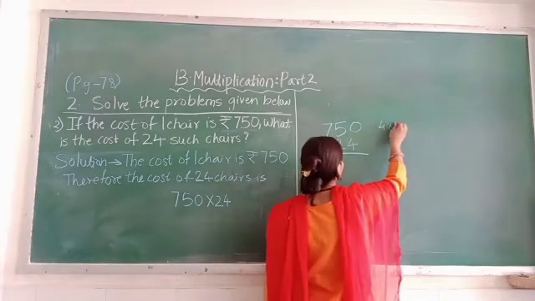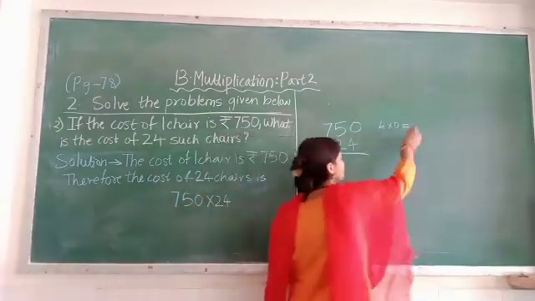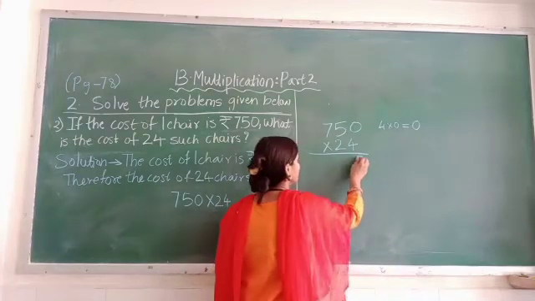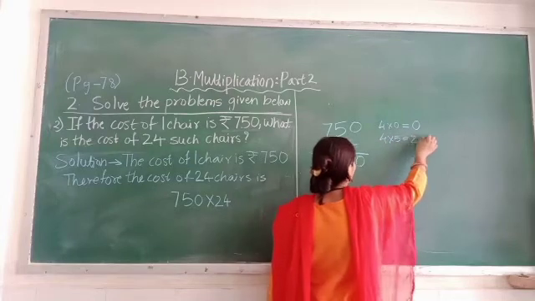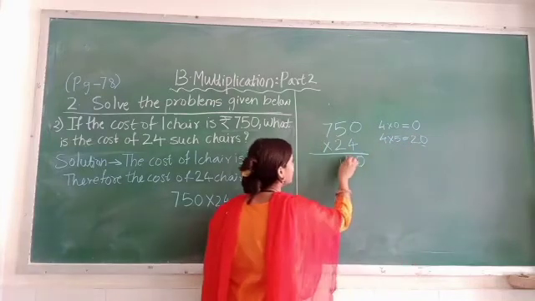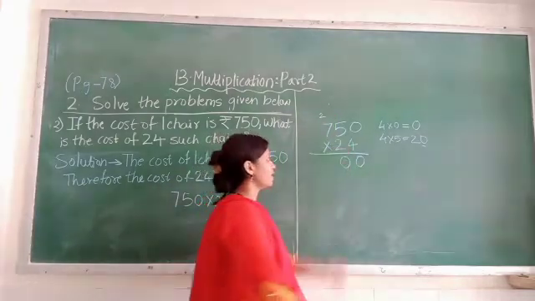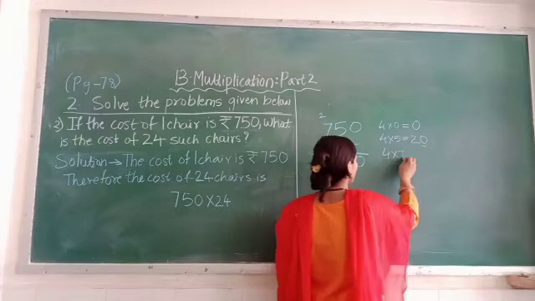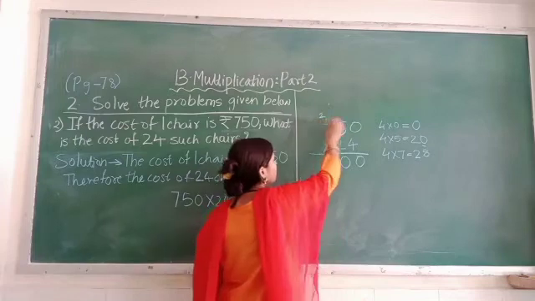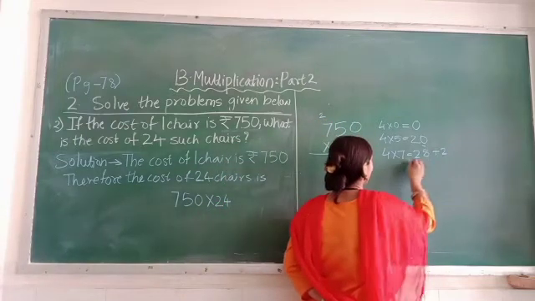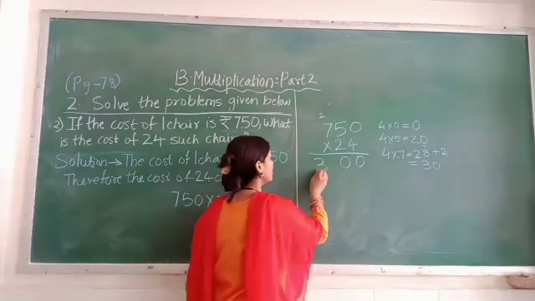First we will multiply the number which is in the units place. 4 multiplied by 0 is 0. 4 multiplied by 5 is how much? 20. So this 0 we will write here and this 2 will be carried over. 4 multiplied by 7 is how much? 4 multiplied by 7 is 28. And this 2 we will add to this 28. That will become 30. Now here we will write 30.